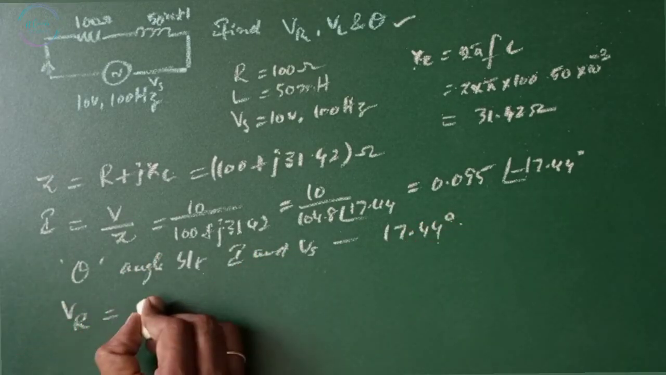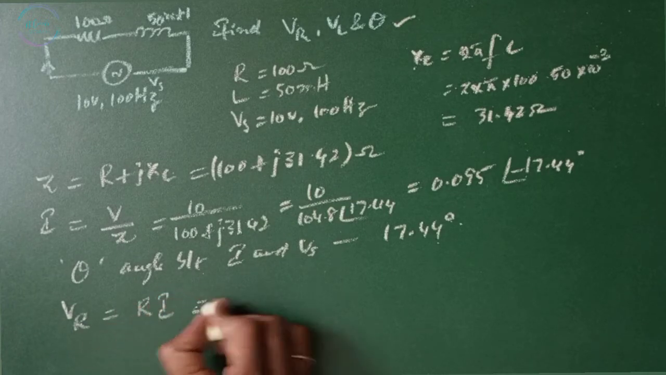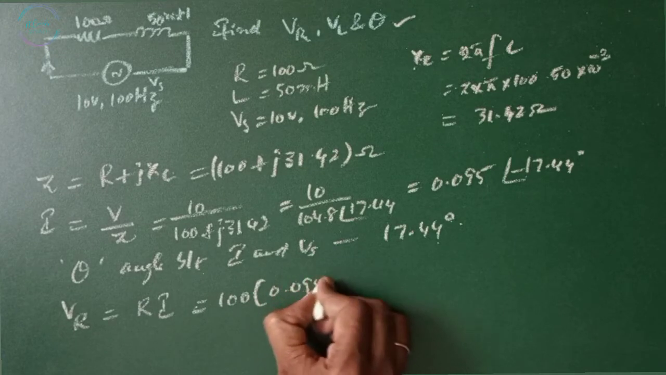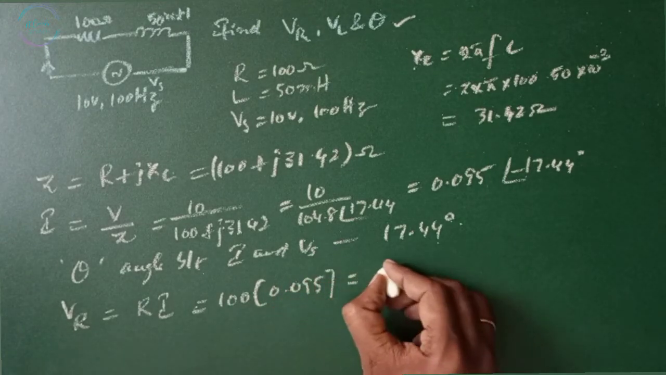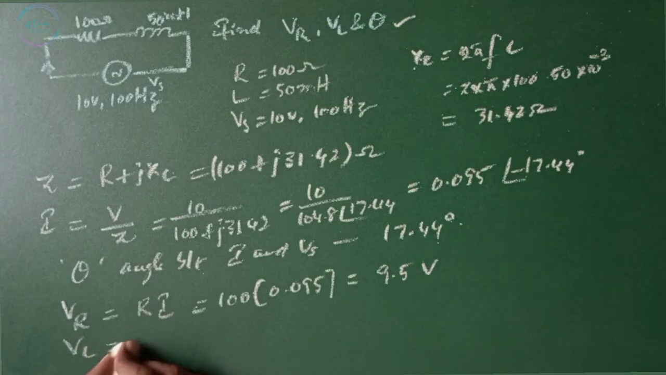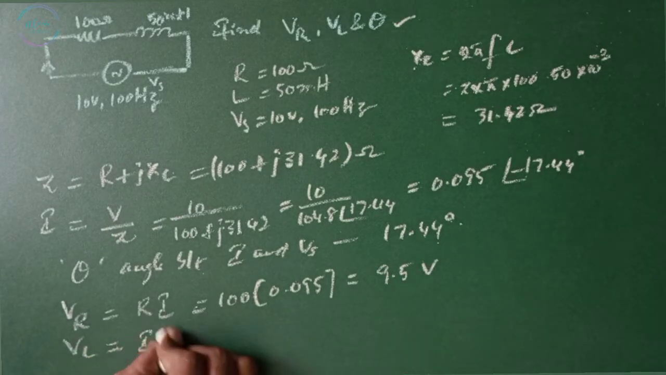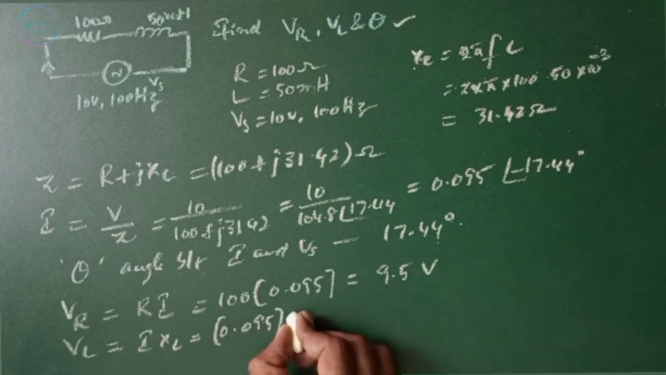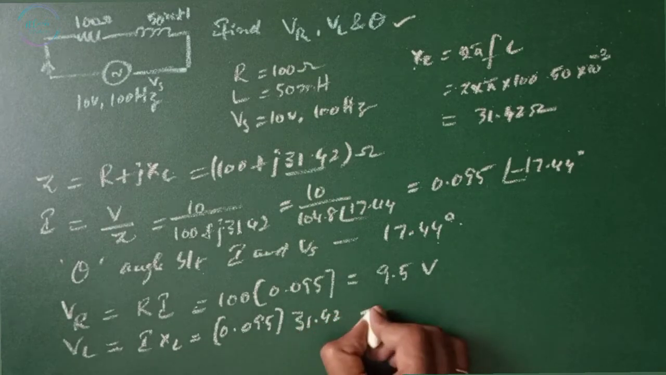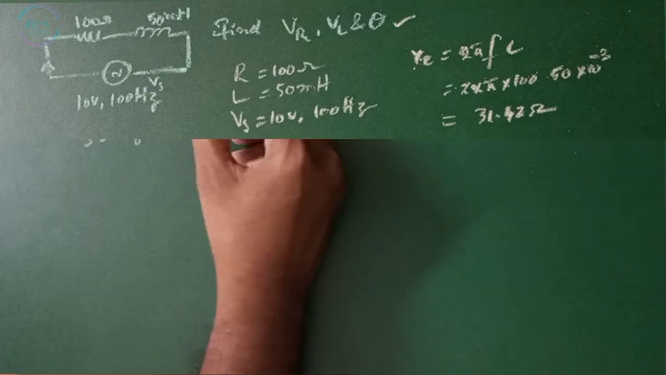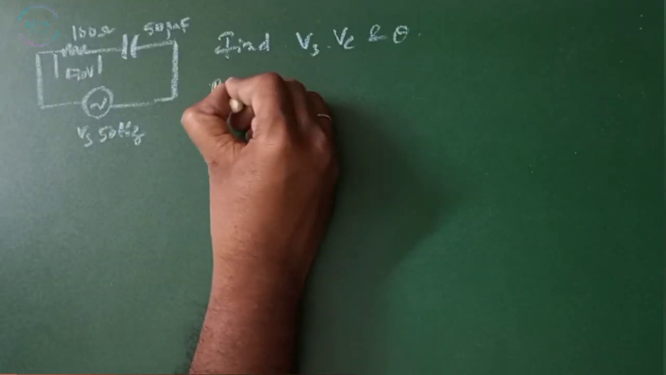Vr equals R times I, that equals R is 100, I is 0.095, magnitude only I am considering here, then I will be getting 9.5 volts. VL equals I XL, 0.095 multiplied by XL, that is 31.42, which equals 2.98 volts.